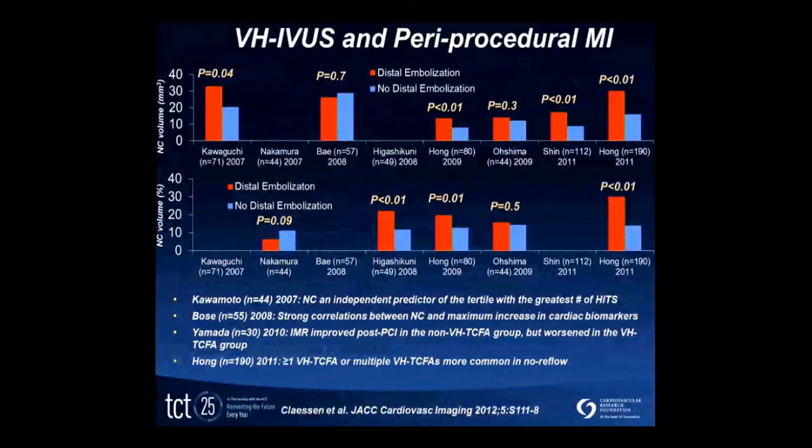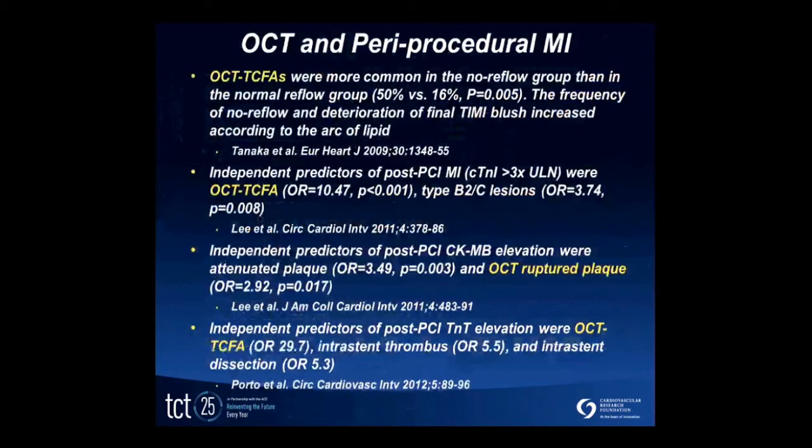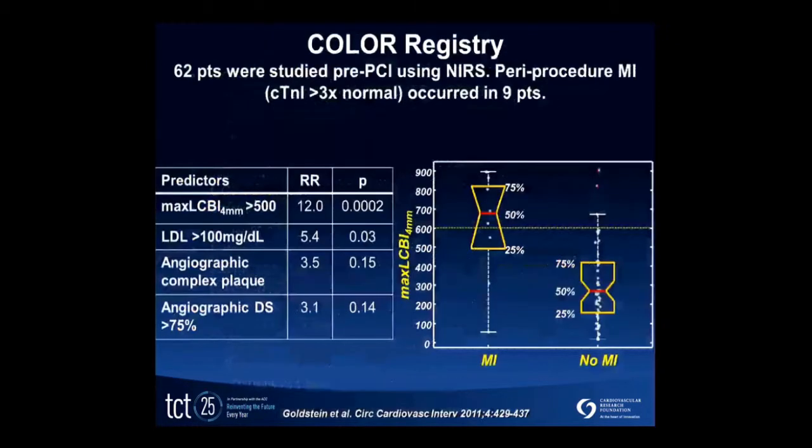There are a plethora of papers looking at virtual histology itself, indicating that the amount of necrotic core or the presence of a VH thin cap fibroatheroma predict distal embolization. There are OCT parameters; an OCT thin-cap fibroatheroma also predicts distal embolization, and by spectroscopy, the amount of lipid core plaque can predict distal embolization.